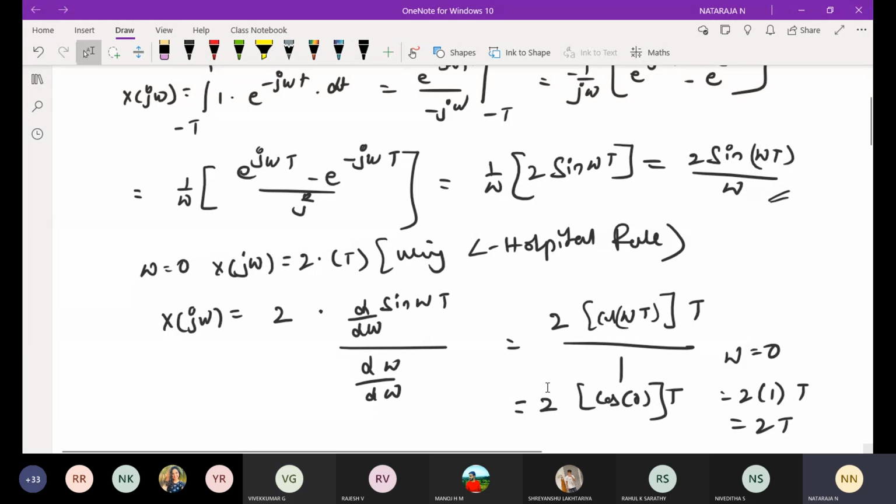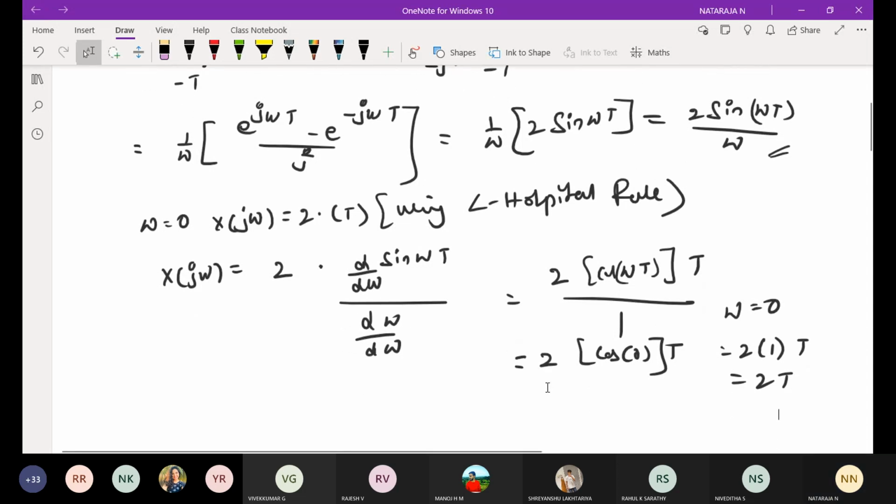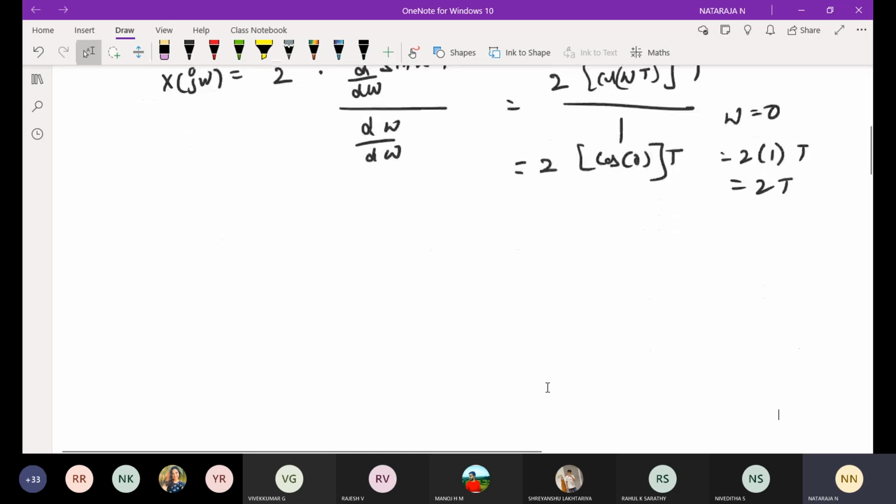Okay, for this we need to draw the spectrum. To draw the spectrum, x of j omega is represented by the sinc function. Sin omega T by omega I am going to call a sinc function.